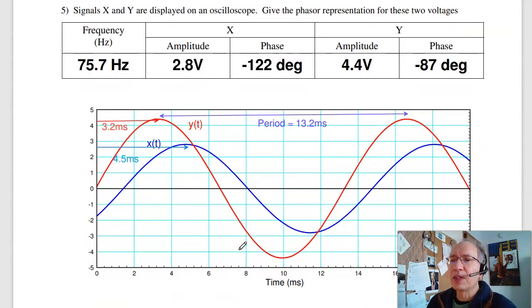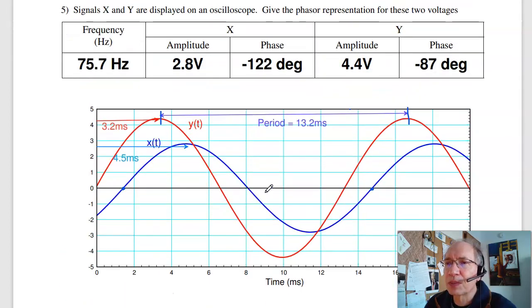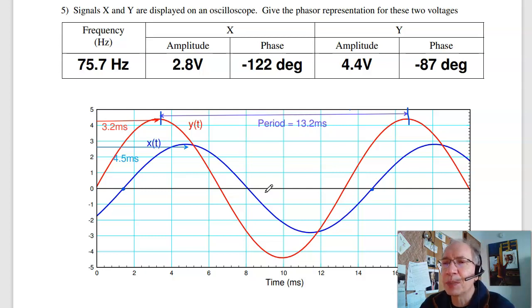Problem 5 is phasor voltages. The frequency is 1 over the period. The period is 0 crossing to 0 crossing, or peak to peak. Pick your favorite period. I did peak to peak. So it's this time to this time, and this is 2 milliseconds each. So there's 2, 4, 6, 8, 10, 12, about 13.2-ish. 1 over the period is the frequency. So the frequency is 75.7 hertz. Not exact, it's hard to read it off the graph exactly, but right around there.